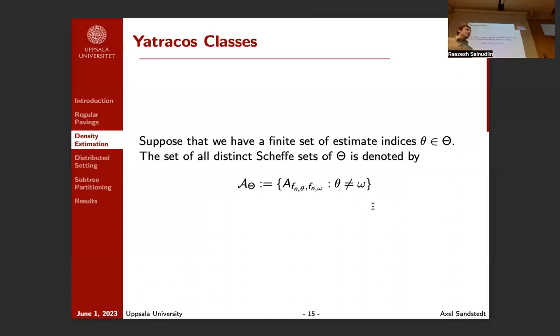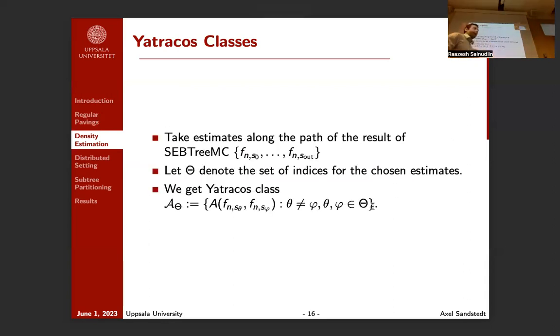We will interest ourselves in finding the best estimate among a class of estimates. If we have several densities indexed by some little theta in big Theta, then we define the Yatracos class A of big Theta as the set of all the Scheffé sets found between our estimates in big Theta. So this could imply for us that, along the Markov chain path which our algorithm produces, we may pick certain states along it and use the histograms defined on those states as our estimates in a Yatracos class.